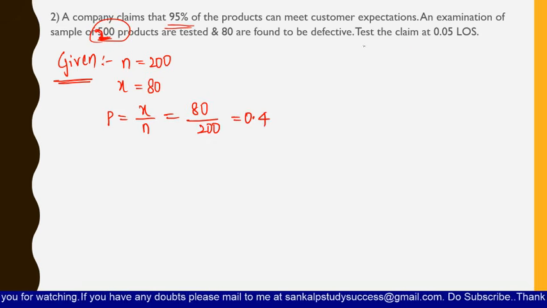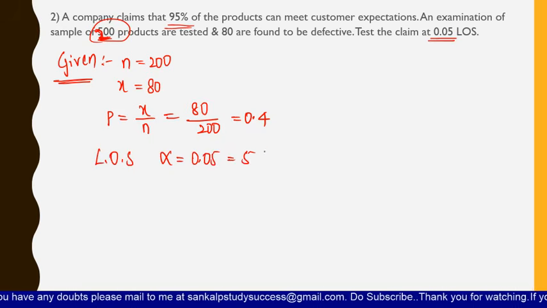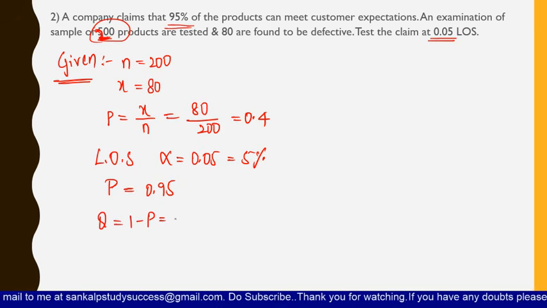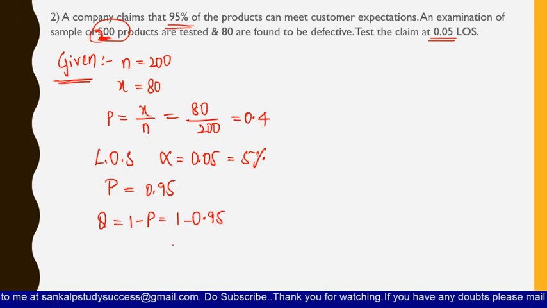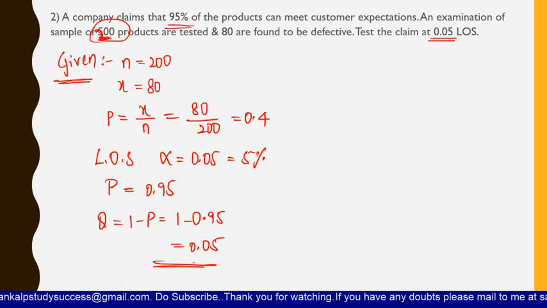Now, given that the level of significance is 0.05, which is nothing but 5%. So level of significance alpha is equal to 0.05, which is 5%. Here, the capital P value is given as 0.95, right? Because 95% is the success. So Q value becomes 1 minus P, which is 1 minus 0.95, which becomes 0.05. This is the Q value. So this is the complete given data from the question. Now let us solve it step by step.